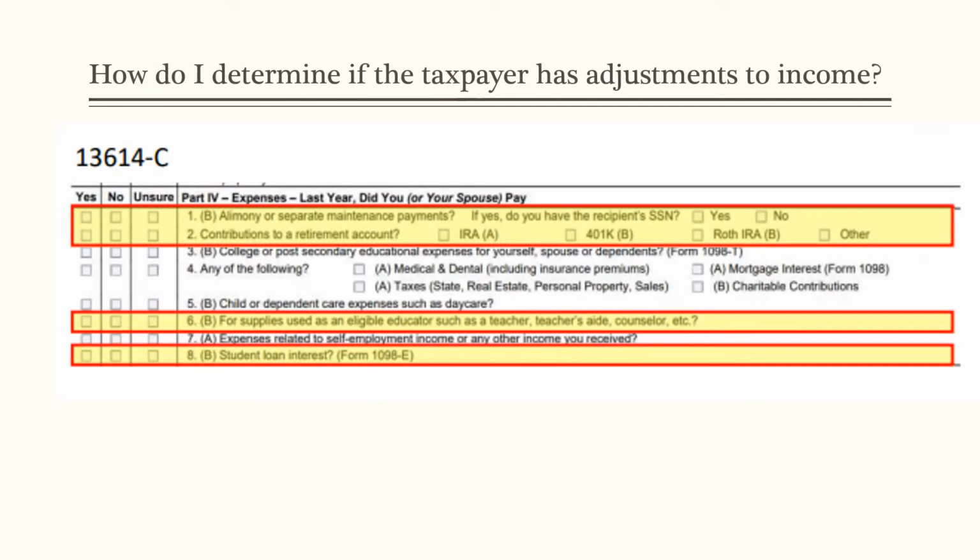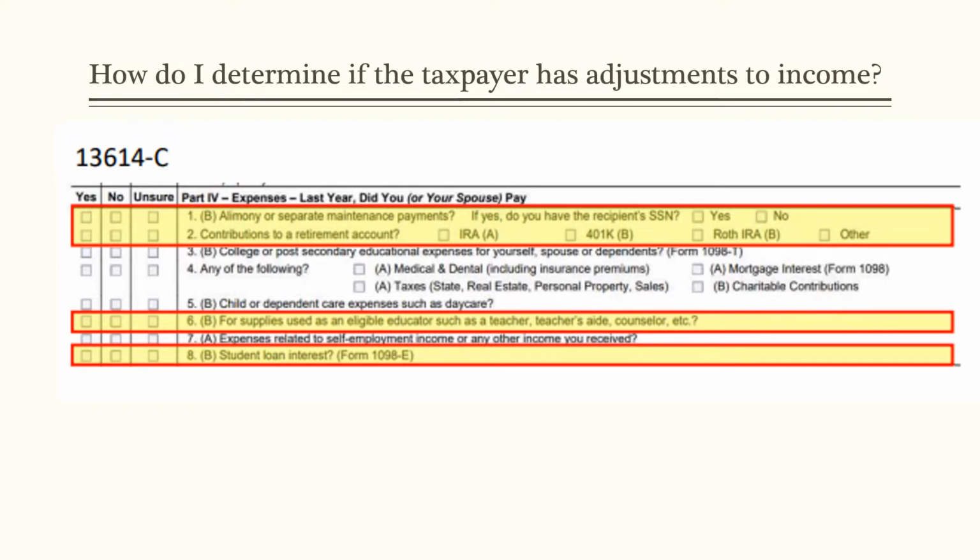So, how do I determine if the taxpayer has adjustment to the income? As we see here, this is the intake form, part 4. In this part, the taxpayer will answer this question regarding the expenses, and these expenses are regarding the adjustment to income. If they have answered yes, checked, we have to review with them and identify the adjustment to income that the taxpayer can claim.